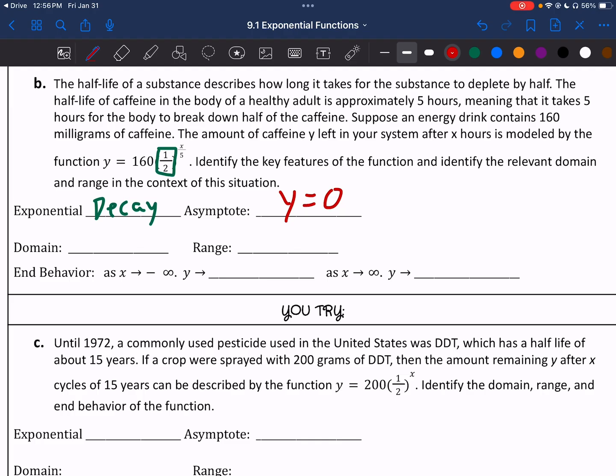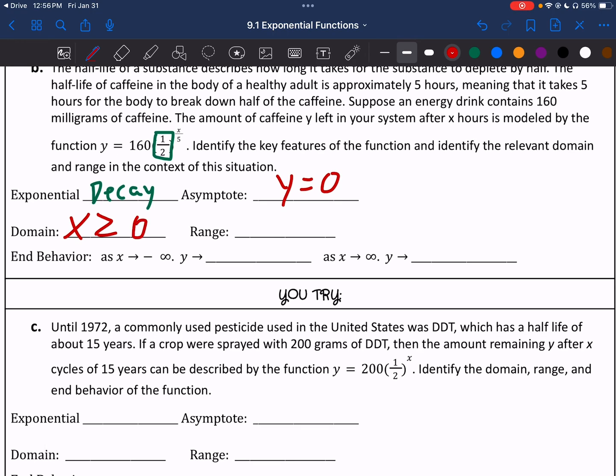Okay, our domain for this one. So x is the number of hours after taking the caffeine. Can I have negative hours? No. So x is greater than or equal to 0. That's going to tell us how much we had when we started.